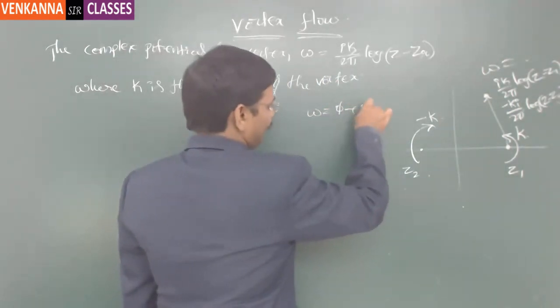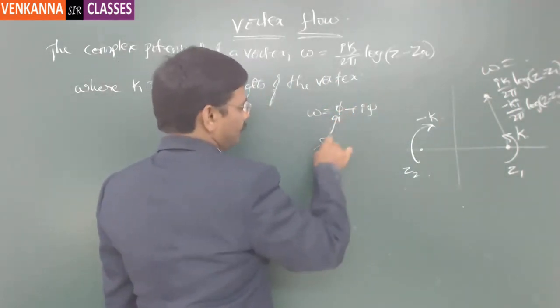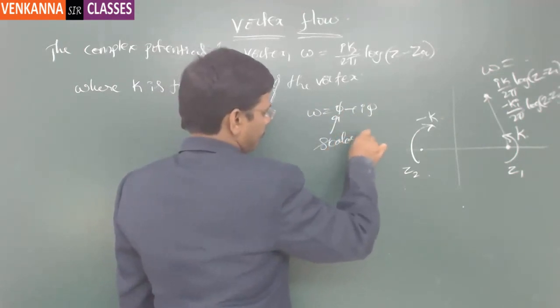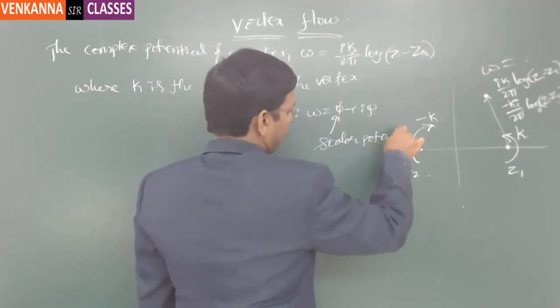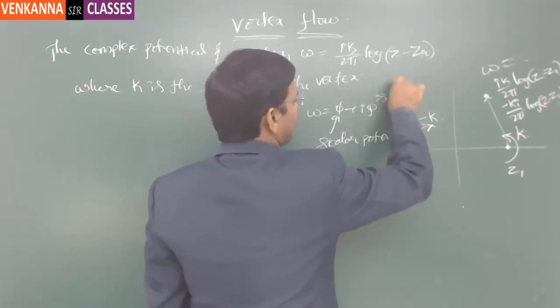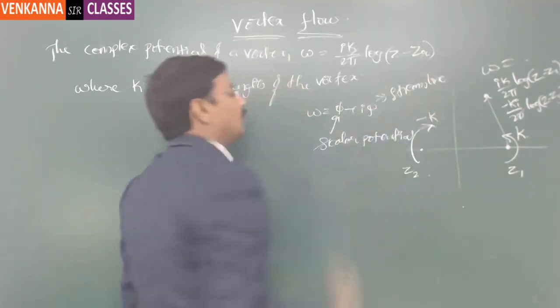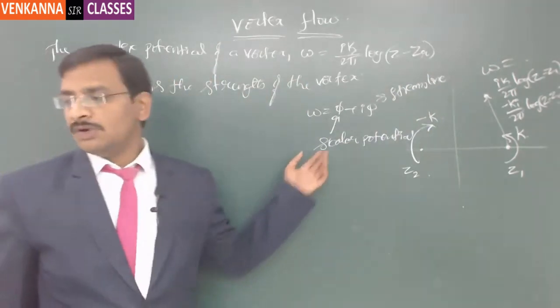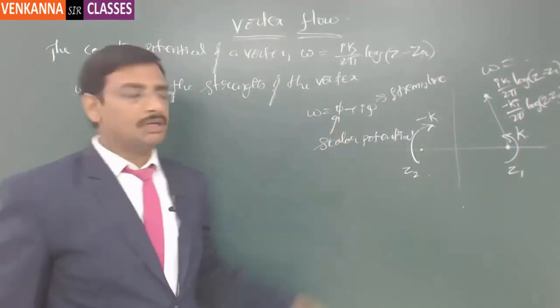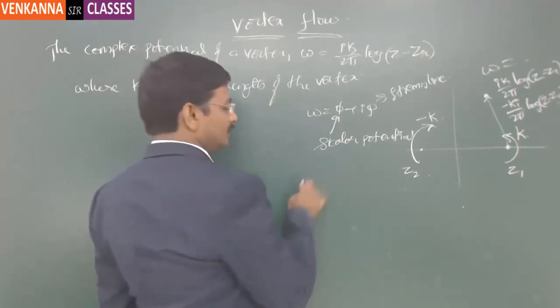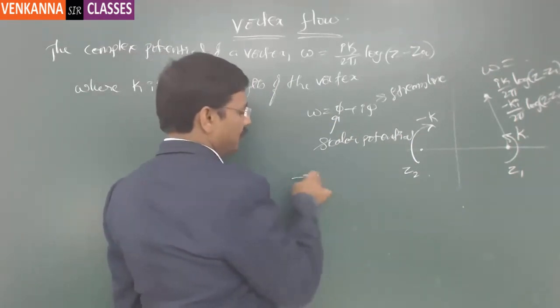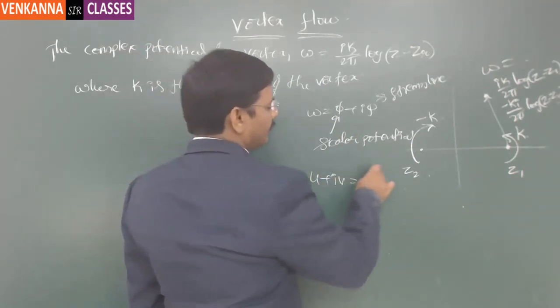So this fluid potential at this particular point will decide, this W is nothing but phi plus i psi, where phi is the scalar potential and psi is the streamline function. Once we know this, we can find out the velocity. So U minus iV is nothing but dW by dZ.